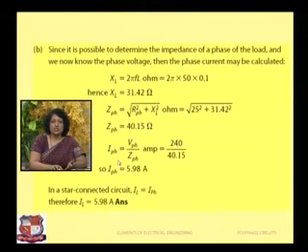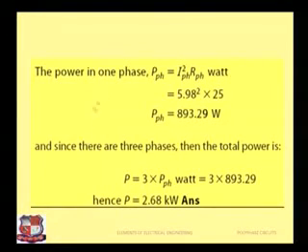Now IPH is simply VPH by ZPH. So it comes out to be 5.98. Now since it is a star connected circuit, IL is equal to IPH. Therefore IL is 5.98 ampere. Now what was the third question? We have to calculate the total power of the circuit.